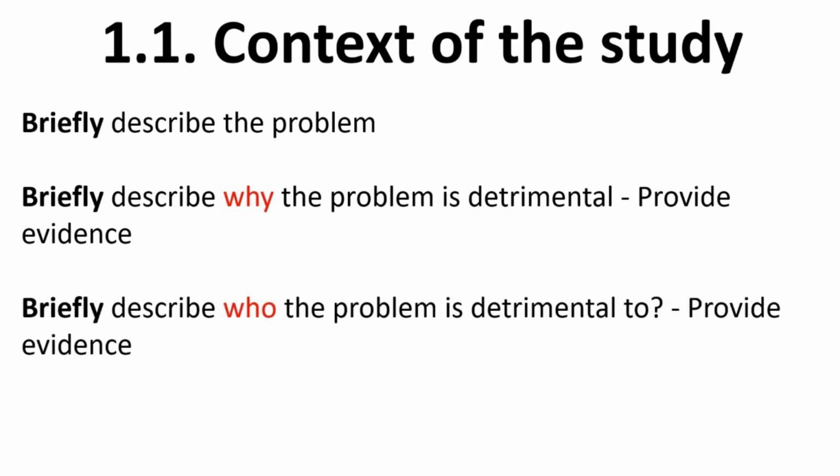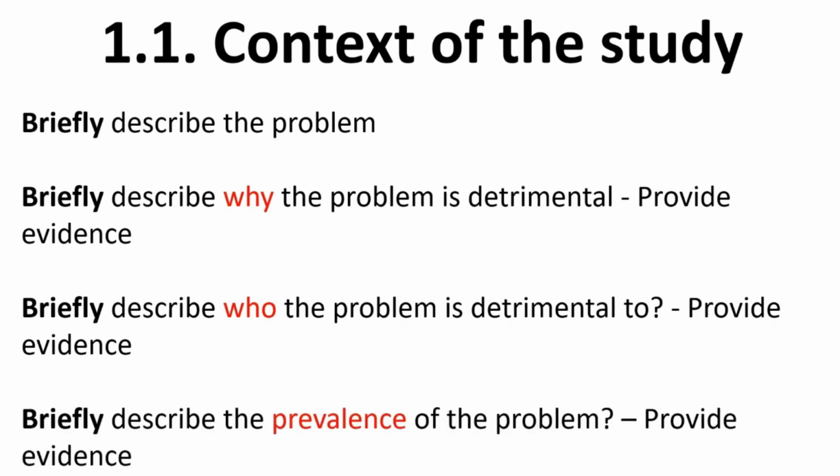Also, who is it detrimental to? A problem isn't a problem for everyone, so you need to provide evidence of who the problem impacts the most. Perhaps provide evidence of the impact on the target group that you are focusing on, or the target organization that you are focusing on. And you need to provide evidence of how prevalent the problem is. Provide evidence of how widespread the problem is. If you claim this is a problem, there needs to be statistics, there needs to be figures, there needs to be facts. You need to quantify the problem. The problem must be clearly stated. So provide evidence of how prevalent or how widespread this problem is.